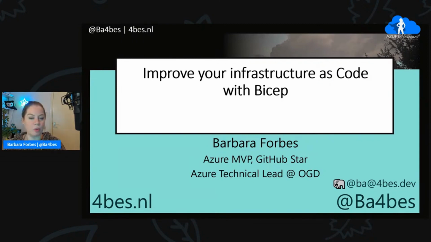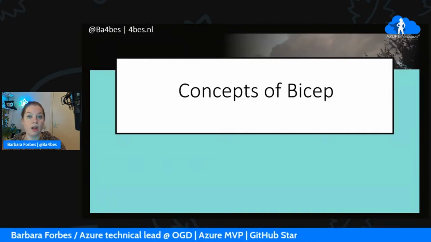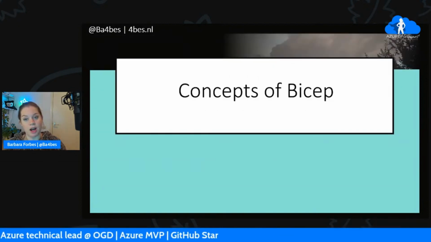So with that out of the way, what we're going to talk about today, because we don't have that much time, we're going to go into the concepts of Bicep. So how does Bicep work, and what are some things that Bicep can do that can really help you out if you are working with infrastructure as code. And then a little bit about infrastructure as code as a whole. So how do you structure your templates and how do you work with it? This is not just for Bicep. This can be for a lot of other technologies as well.